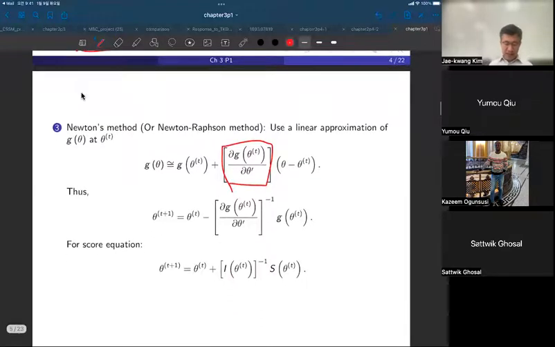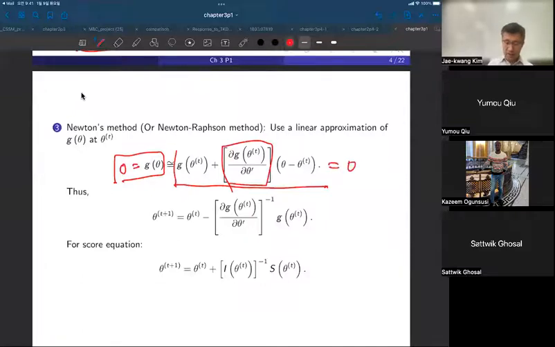Okay, and this is a really popular method. Basically you are interested in solving this equation, right? But you don't know how to solve the nonlinear equation directly. So you linearize it first, like this, and then solve the linear equation. That is basically the idea. And then this one will give you this solution. Okay.